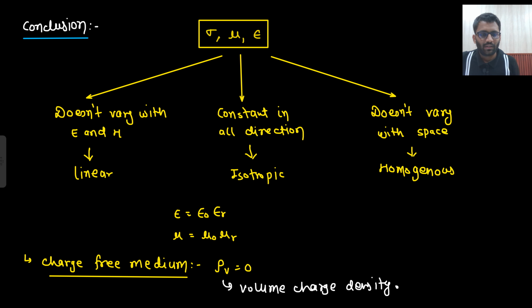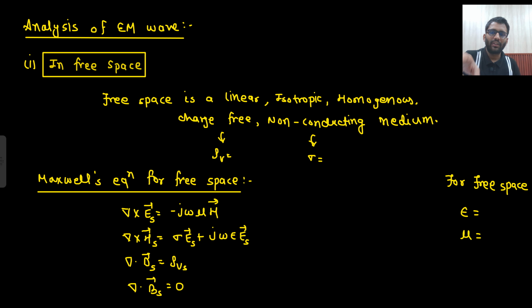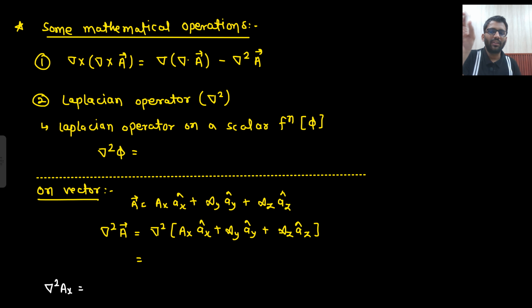Okay. Now let's study the analysis of EM waves. There will be some mathematics used there, so let's understand that mathematics. This formula will be used there: del cross del cross A. What is the answer for that? Del of del dot A minus del square A. Will you be able to remember?